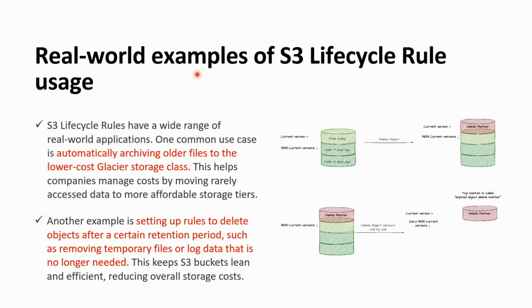Now we will see real-world examples of S3 lifecycle rule. One common use case is automatically archiving older files to the lower cost Glacier storage class. This helps companies manage cost by moving rarely accessed data to more affordable storage tiers. Another example is setting up rules to delete objects after a certain retention period, such as removing temporary files or log data that is no longer needed. This keeps S3 buckets lean and efficient and reduces overall storage cost.